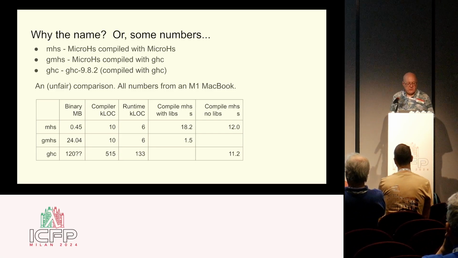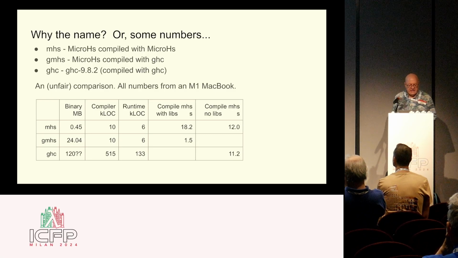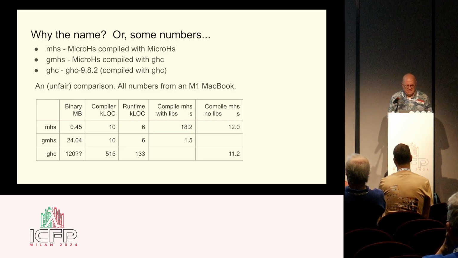So it's somewhat larger. And I don't know how big GHC is. It was hard to figure out, maybe 120 megabytes. I looked around and added up some numbers because it loads up a lot of libraries. MHS has source code of about 10,000 lines of Haskell and 6,000 lines of C code in the runtime system. For GHC, I think it's about 500,000 lines of Haskell and 130,000 lines of C and other things.